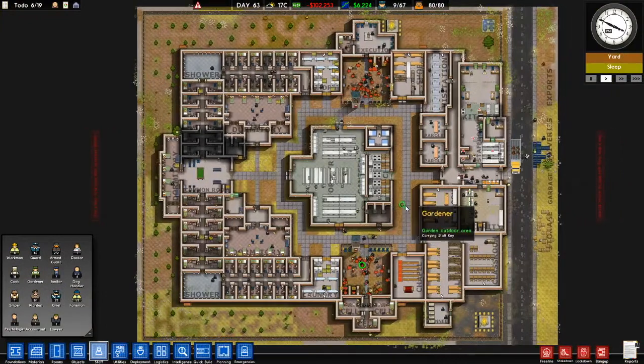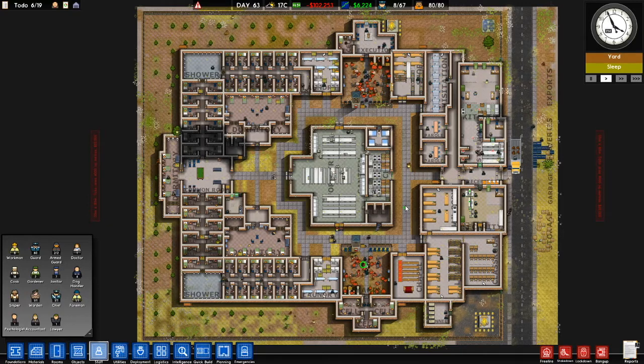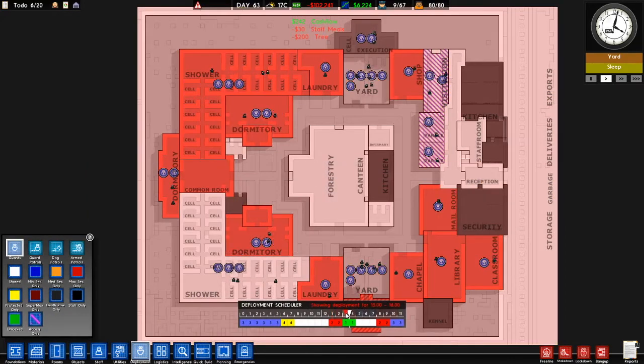You'll also want to deploy your guards in an effective manner. So you want to have lots of guards where there's lots of prisoners, and less guards where there's less prisoners. If you go into deployment, you'll see that right now I've got a lot of guards stationed in the yards because it's yard time. There's lots of prisoners there. There is a higher chance that they will get rowdy and start fights.